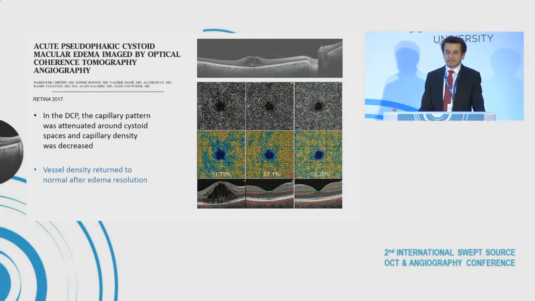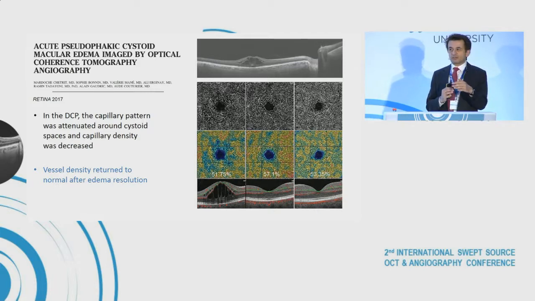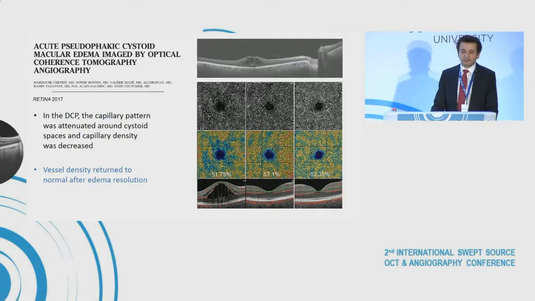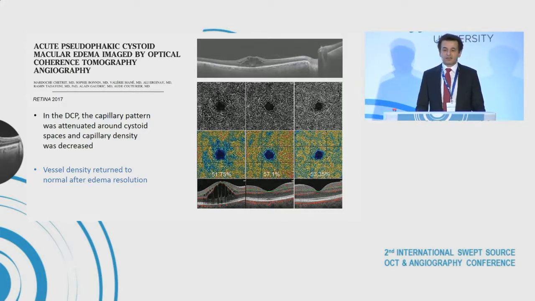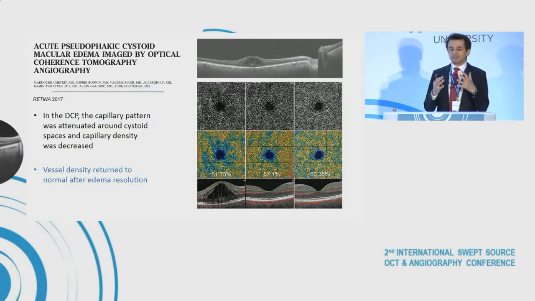The next step is to see: is one of them creating the other? Let's look, if a cyst appears in the retina, is it going per se to destroy the capillaries? So we looked at acute pseudophakic cystoid macular edema, because this happens in a supposedly normal macula. Cysts appear and then disappear. Of course, it's short term, more inflammatory than vascular disease, but what we noticed is that when you have the edema, there is some decrease in the deep capillaries, or at least you detect some decrease, but once the edema disappears, everything returns to normal.